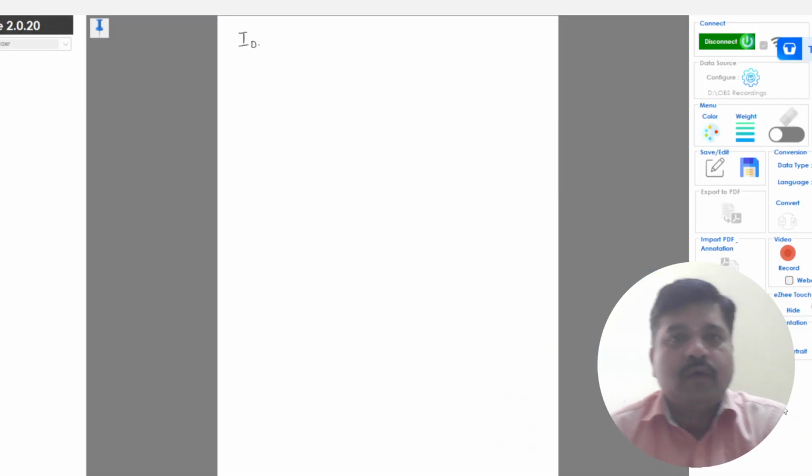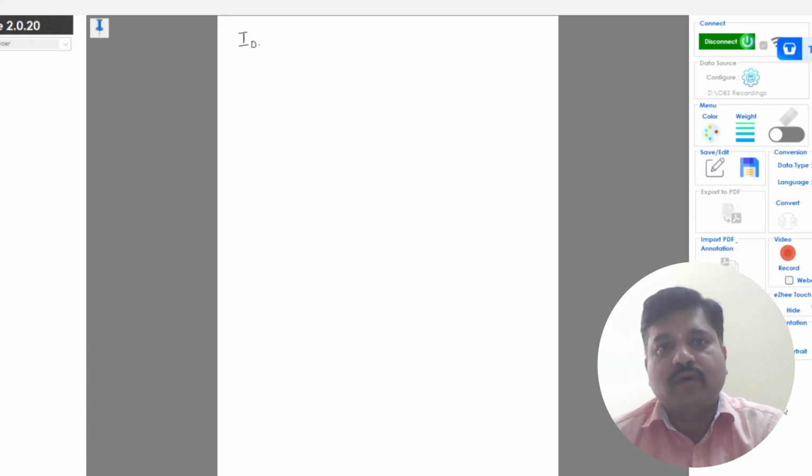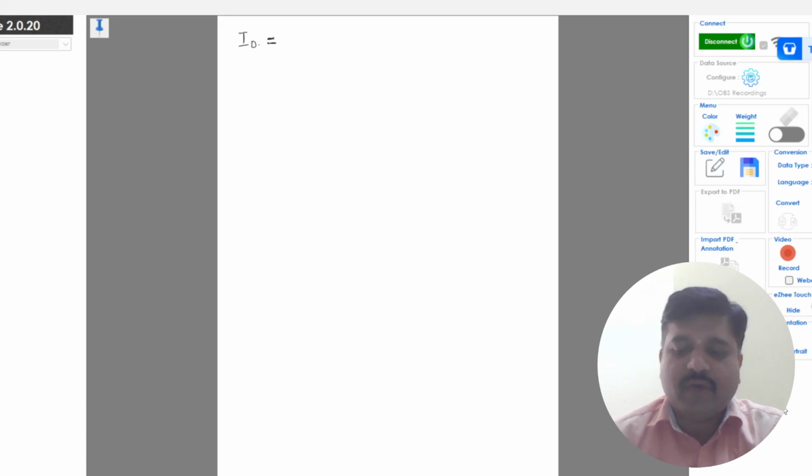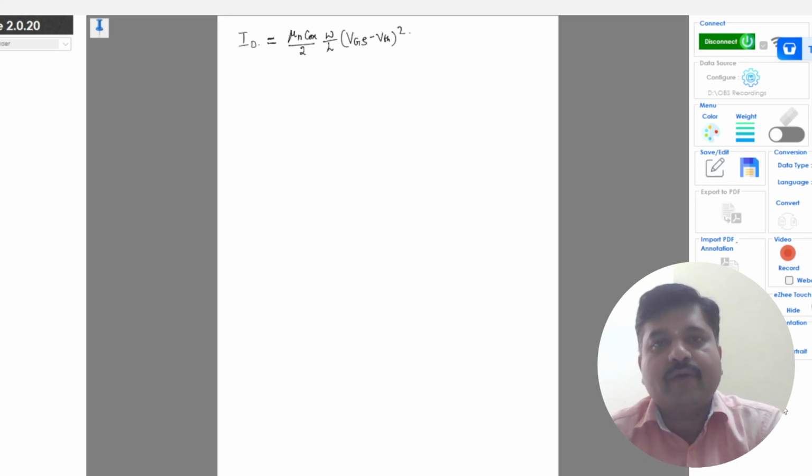Hello everyone. In today's video we will be discussing the current equation of the MOSFET. In the previous video we discussed the derivation of the current equation for the MOSFET in the linear region as well as in the saturation region. Finally, in the saturation region we came across the equation μn COX by 2 into W by L into (VGS minus VTH) whole square, right? So this is the saturation current equation that we came across in the previous video.